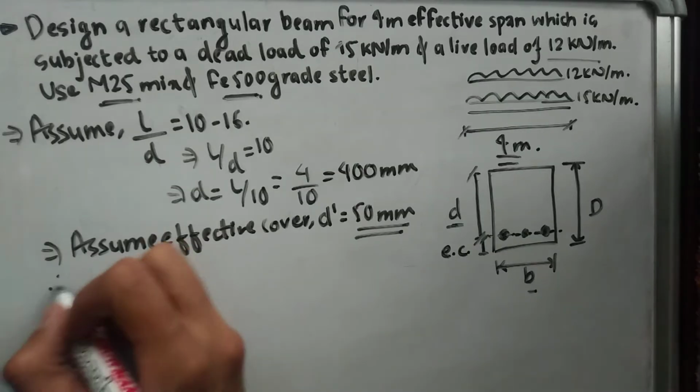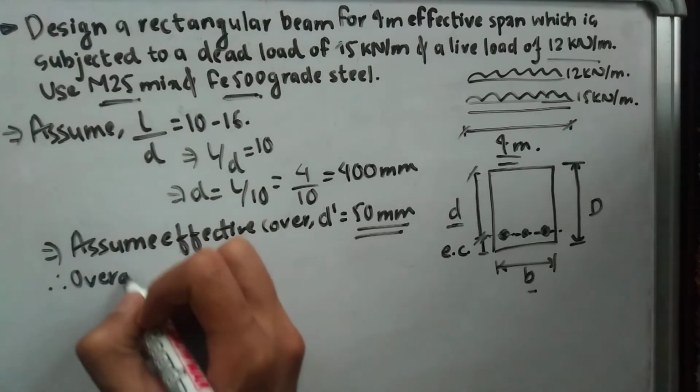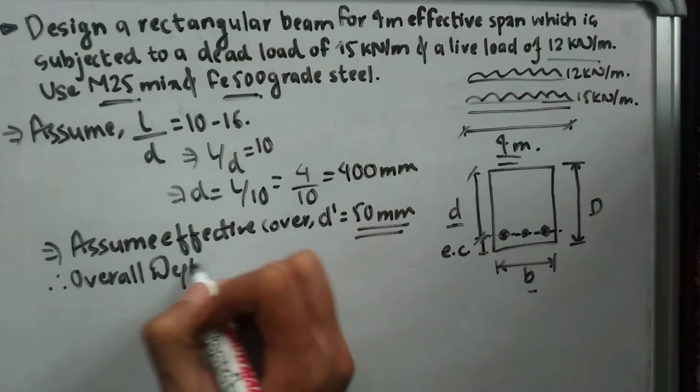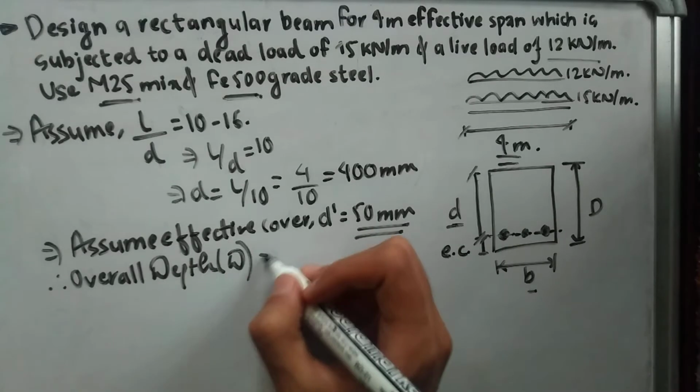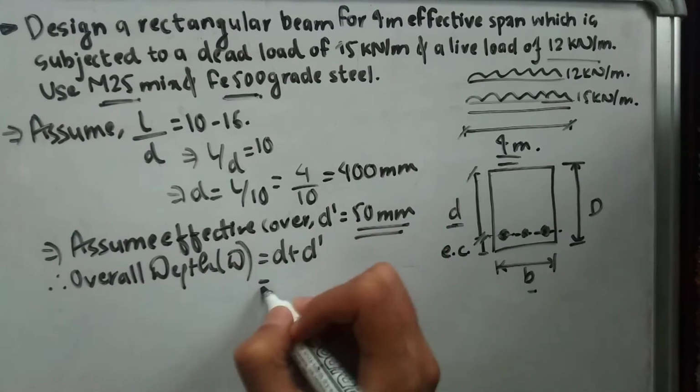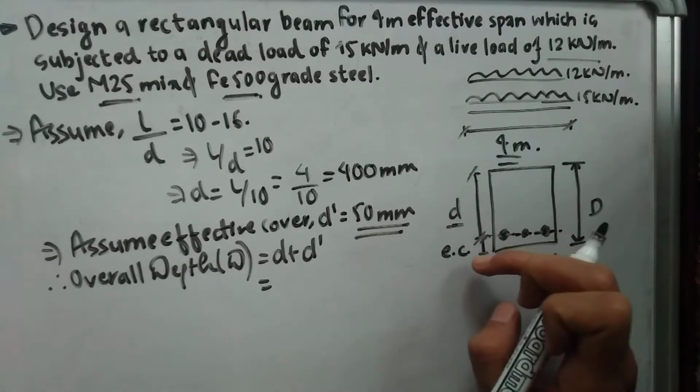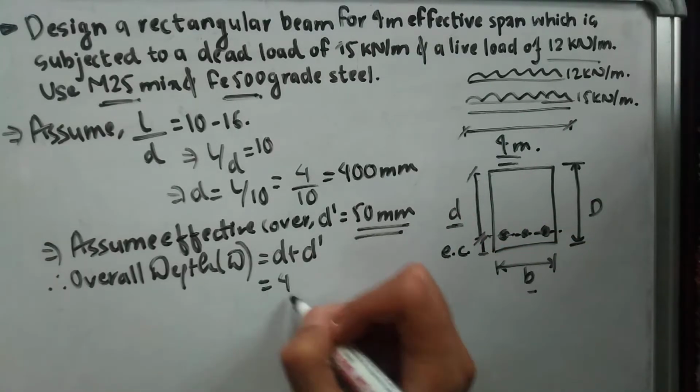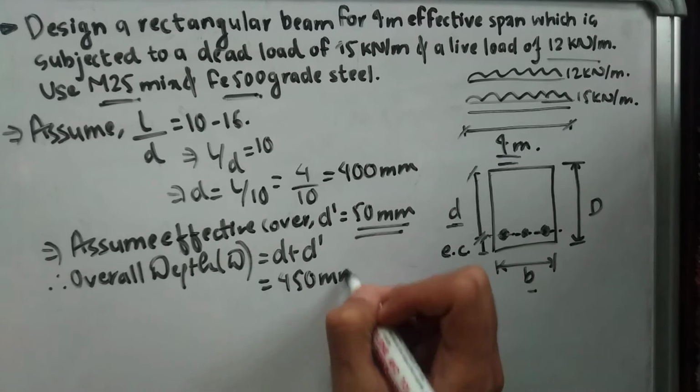Therefore, overall depth D equals d plus d dash. So overall depth is going to be d plus effective cover. My d is 400 plus 50, so 450 mm.